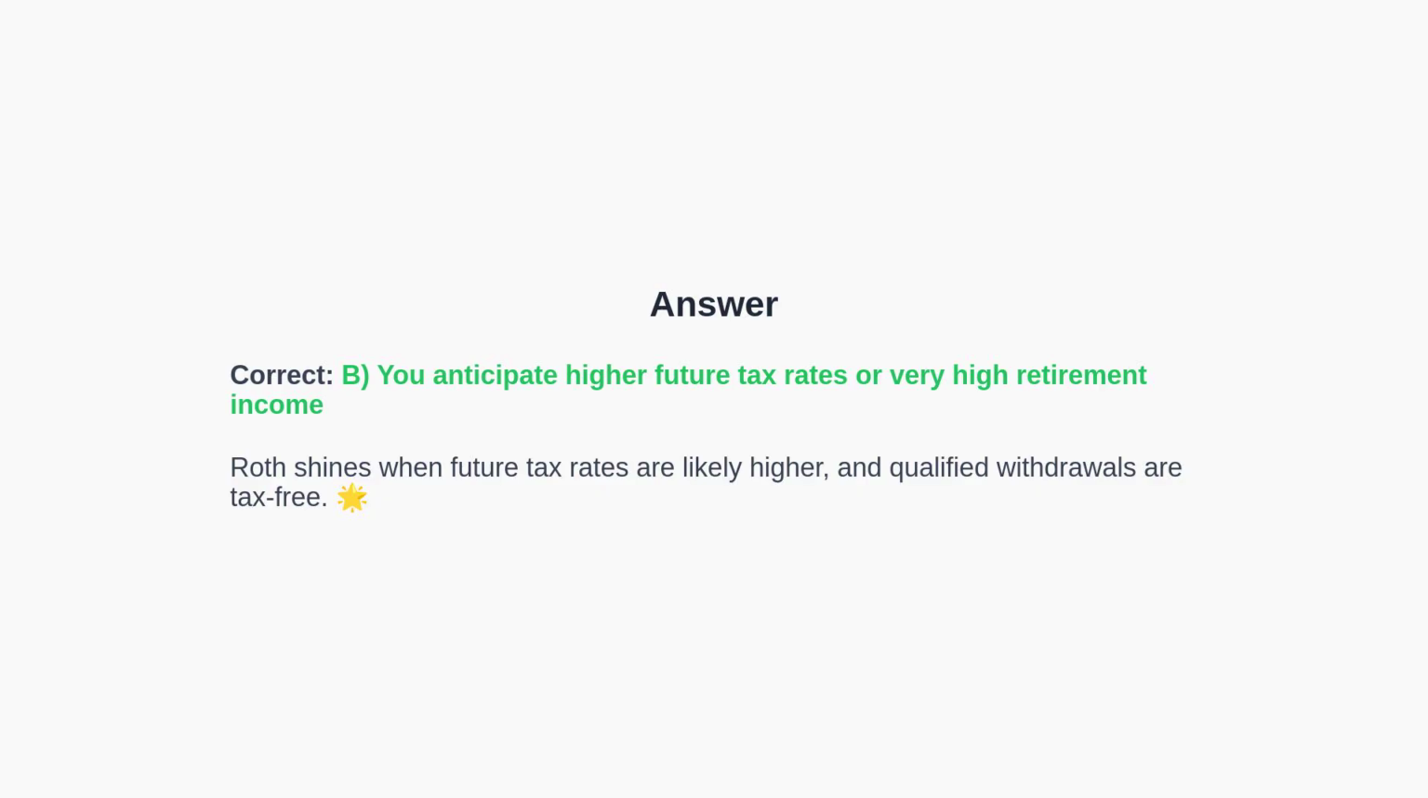The correct answer is B. Roth contributions are especially valuable if you believe your future effective tax rate will be higher, or if you expect substantial retirement income. Paying taxes now can be advantageous in those cases. Options A, C, and D more commonly support traditional contributions, which reduce today's taxable income.